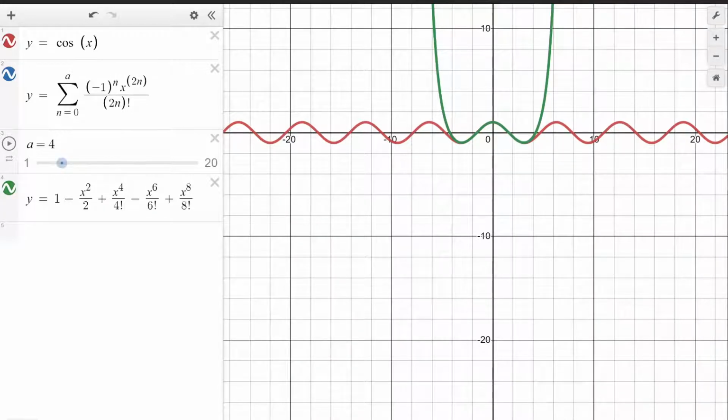And as I add a term and add a term and add a term, it becomes a better and better approximation. So you can see that if I have an infinite number of terms, this green curve would eventually mold to that cosine curve. And it's pretty cool. And we're going to see that the interval of convergence for sine and cosine happen to be the same thing. So let's turn this off here and go back to our main screen.